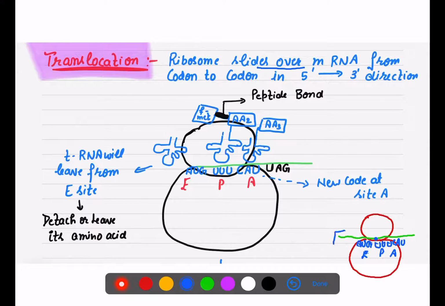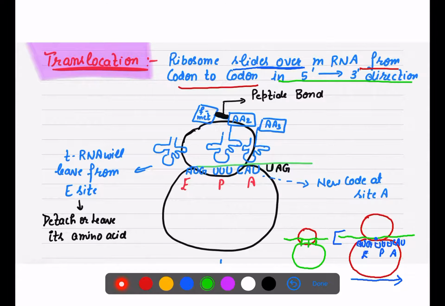Your mRNA does not move, it is your ribosome which is sliding. Ribosome slides over mRNA from codon to codon. This is my ribosome, the smaller subunit, and here is the mRNA. With one codon, another codon, a third codon, this ribosome is sliding over mRNA in the 5-to-3 direction. It's like a sliding window: your base is fixed and the upper part is moving, right? So the same is with the ribosome.